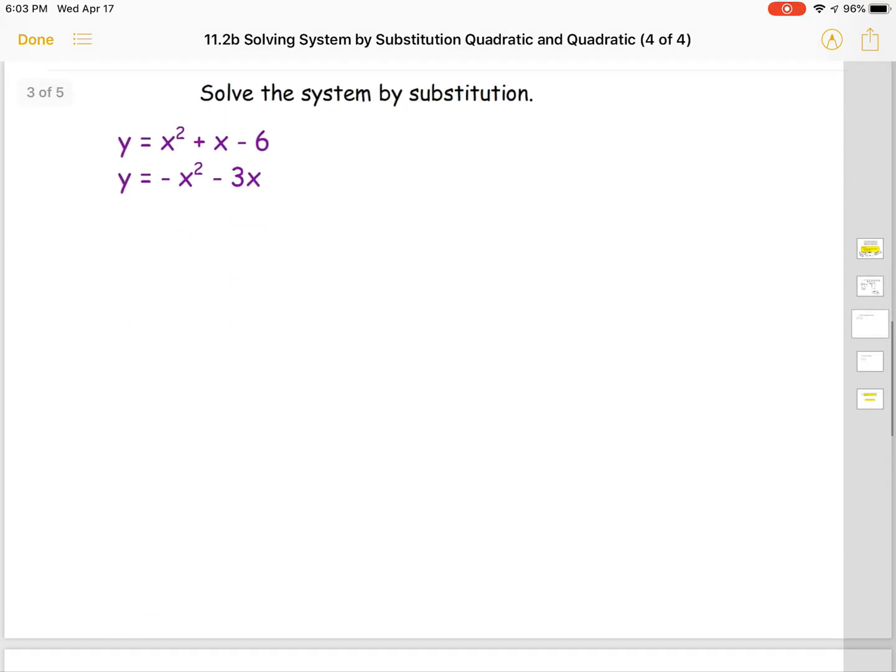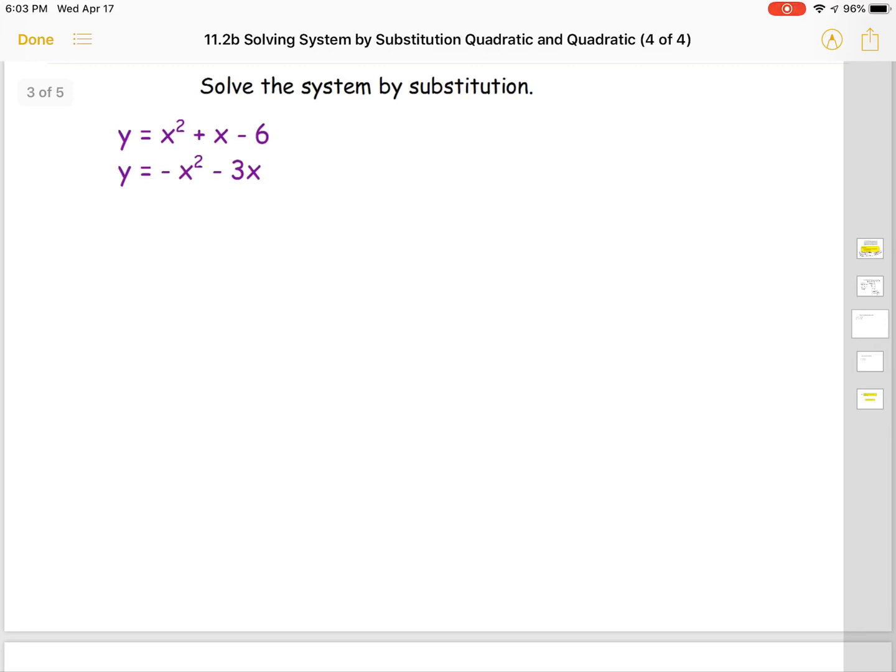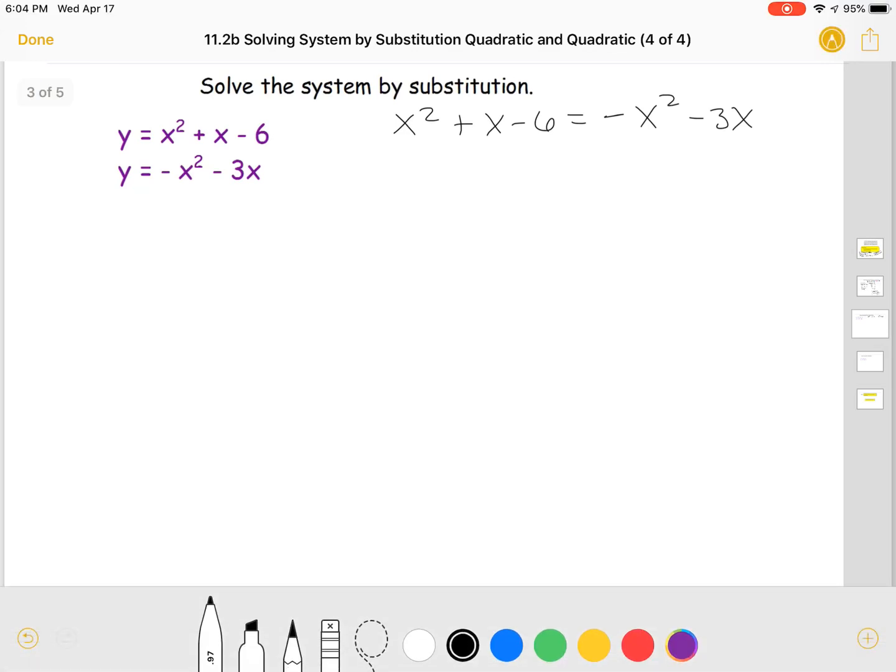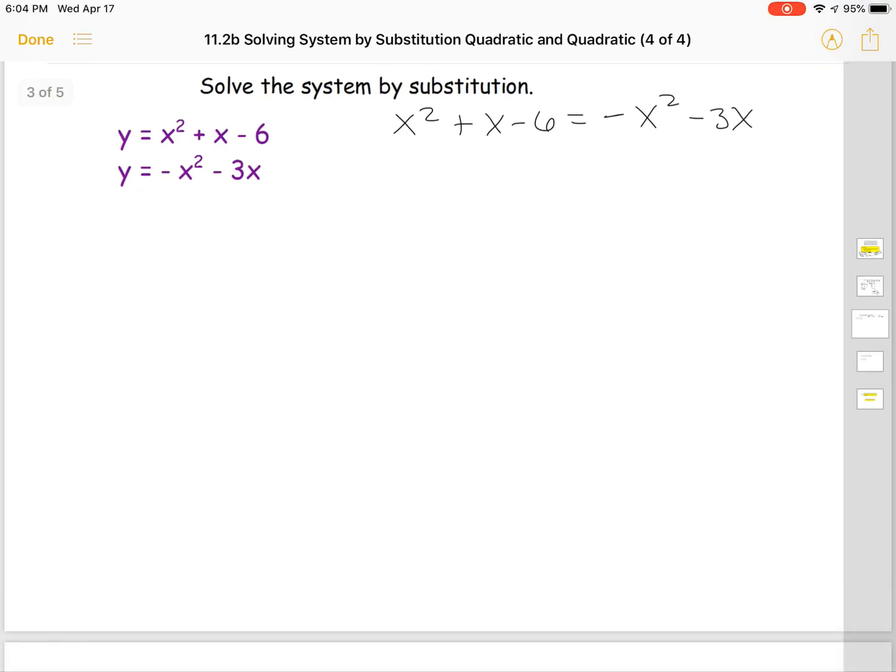Let's look at a couple more. So solve the system by substitution. So again, we're going to follow those 3 steps. x squared plus x minus 6 equals negative x squared minus 3x. Then we are going to move our terms to the same side. So I'm going to add x squared to both sides and add 3x.